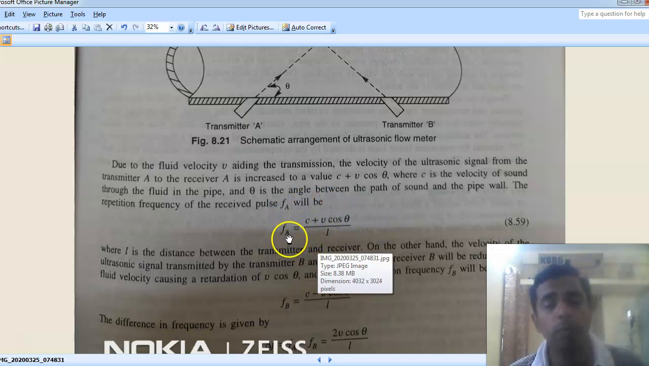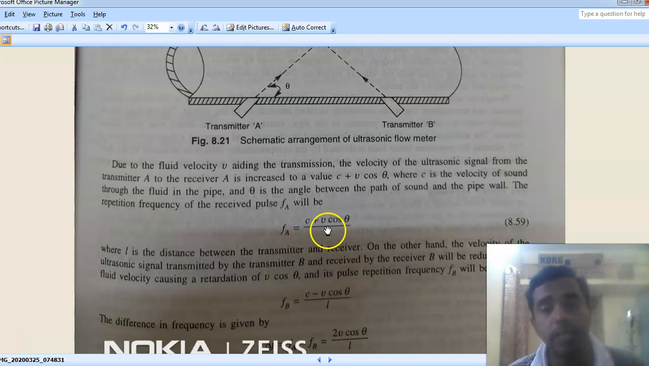We know that 1 by F is T. Time is nothing but distance by velocity. So F is equal to velocity by distance. So this is the component which gives the frequency shift. That is, C is nothing but the speed of the mechanical wave, and V cos theta. What is V cos theta?